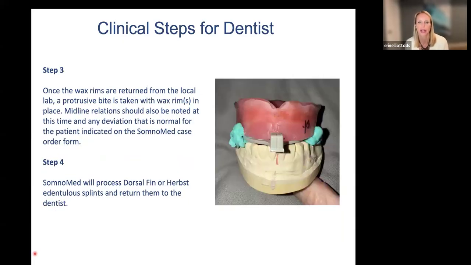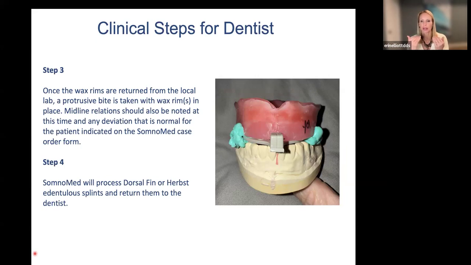So when the wax rims come back from the local lab, I'll take a protrusive bite with the wax rims in place. Now, that base plate that they have is not very retentive. And so I always warn the patients that this is not how the oral appliance is going to fit. This is nothing like the final product, because when it falls out, I don't want them to lose confidence in this.